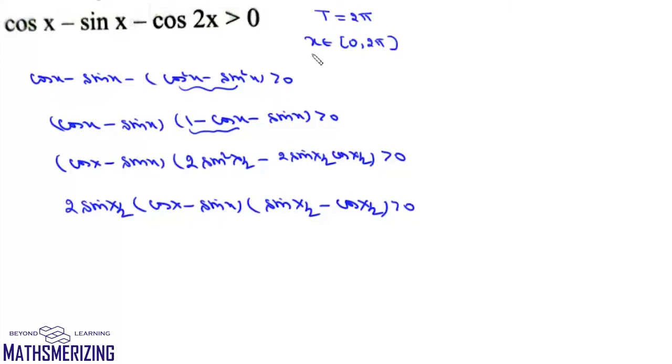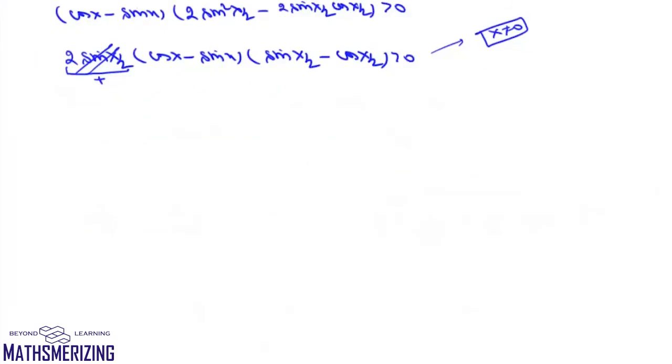Now this x lies between 0 to 2 pi. So x by 2 will lie between 0 to pi, and in this interval from 0 to pi, sin x by 2 will always be positive. So that means we can remove this expression from the inequality, keeping the sign, and we'll also need to remove the value when x is equal to 0. So the value of x should not be 0.